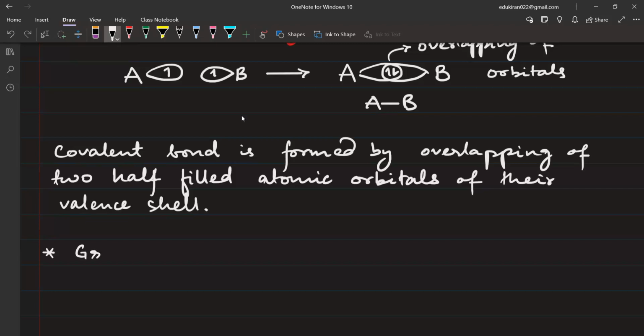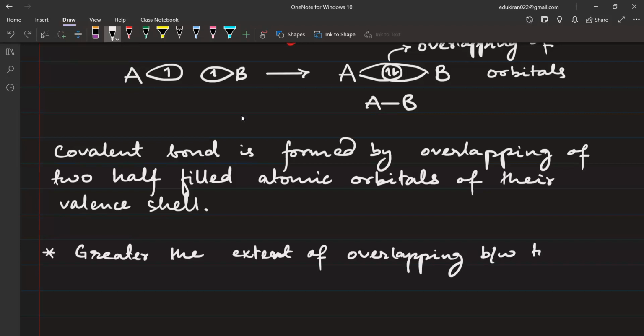Please write: the greater the extent of overlapping between two atomic orbitals, the stronger is the bond formation. Stronger bond is formed.